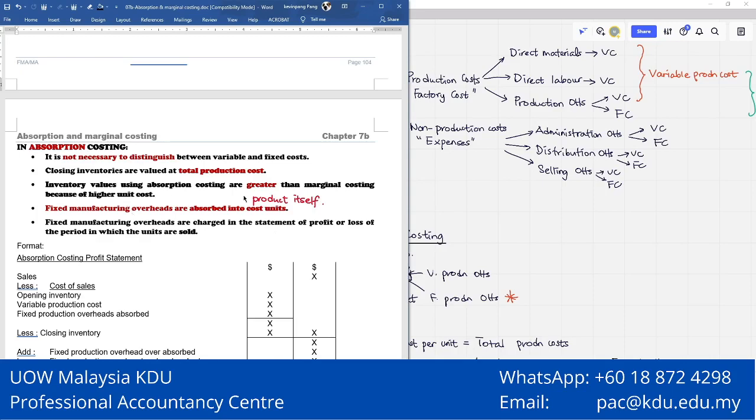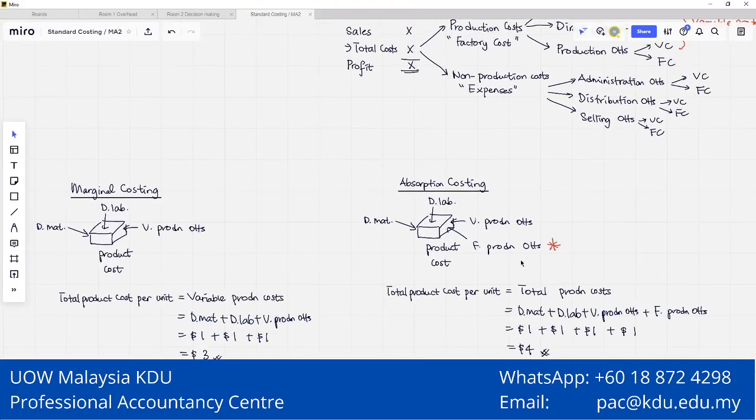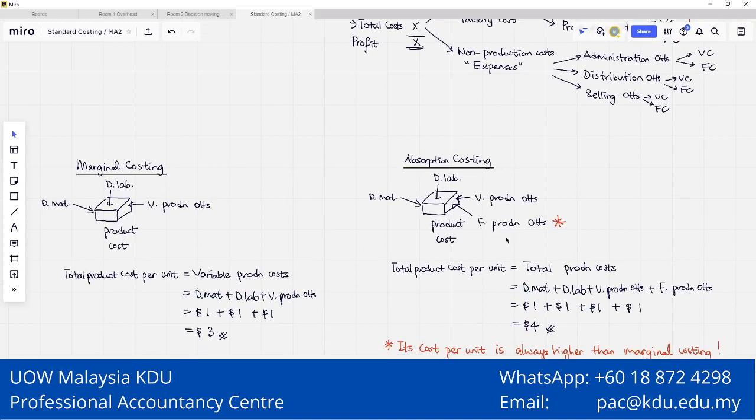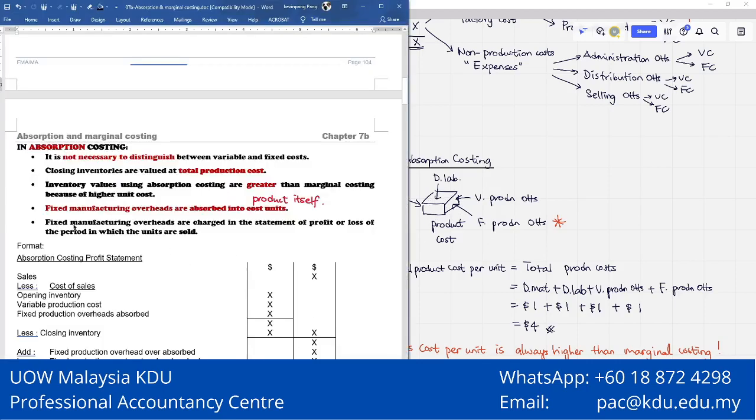We charge our fixed manufacturing overhead, our fixed production overhead, into the products; we absorb it. So fixed manufacturing overhead is charged in the statement of profit or loss of the period in which the units are sold. Because you charge your fixed production overhead into your product cost, this fixed production overhead would be written off in the profit statement when the units are sold.